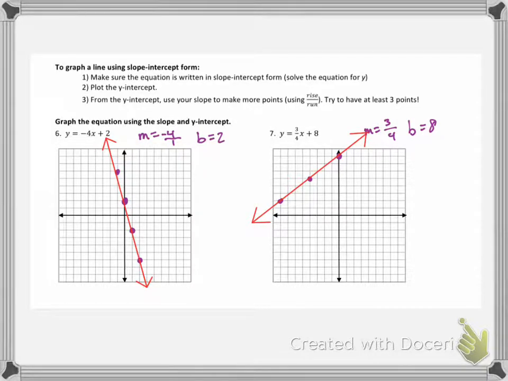So pretty quick and easy to graph. You just need to make sure you identify the right two pieces. You do things in the correct order. And it should be pretty easy to figure out which way your lines should go.